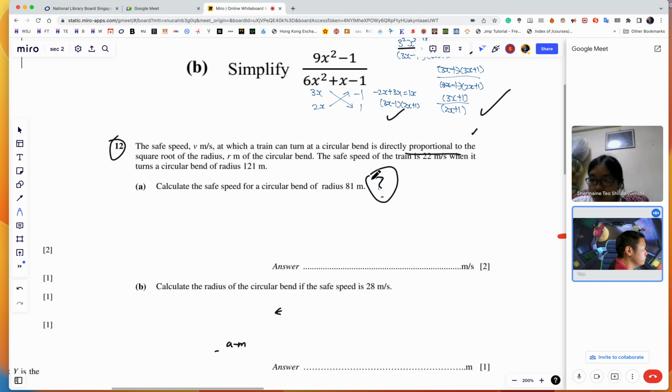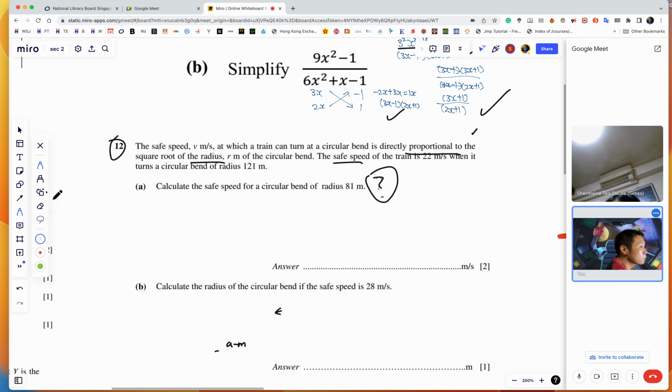Are you ready? Okay. Tomorrow, if you see a proportionality question, you better do it proportionality, okay? You don't look at, oh, they are talking about speed. Oh, they are talking about radius. I have not learned. No, you have learned it. This is a directly proportional question.